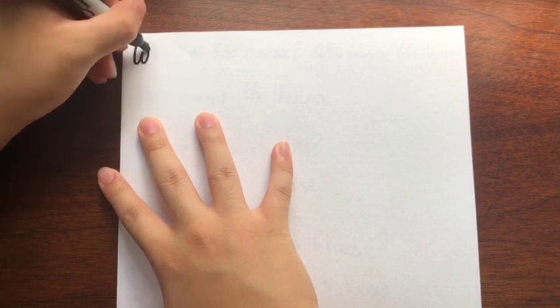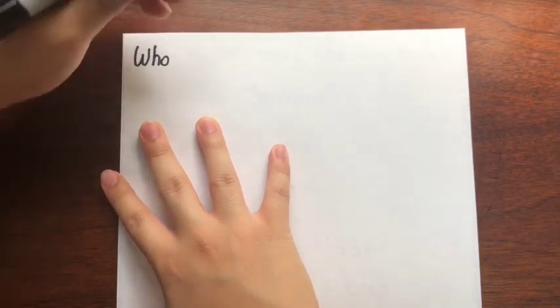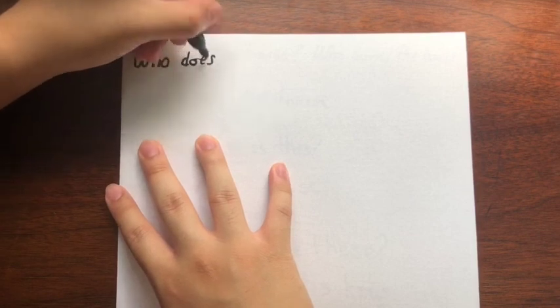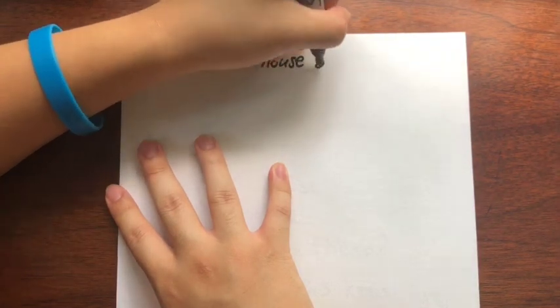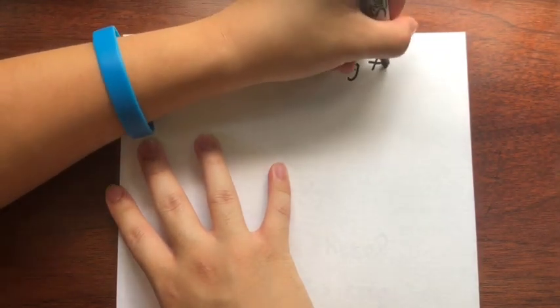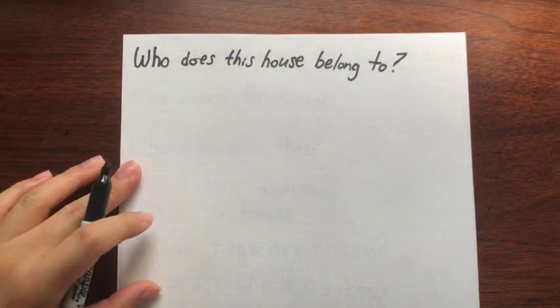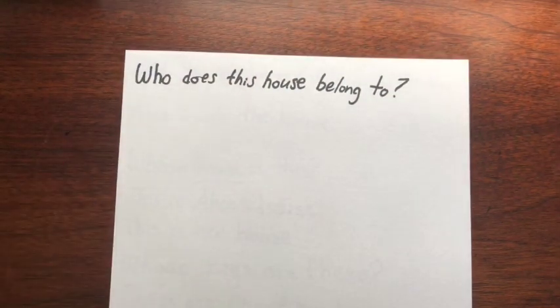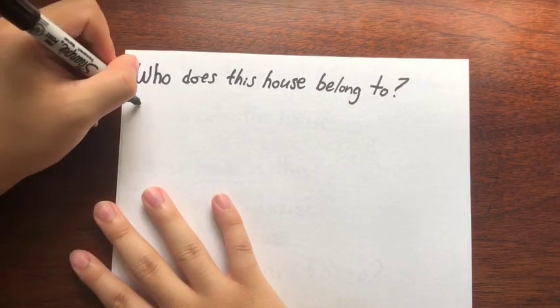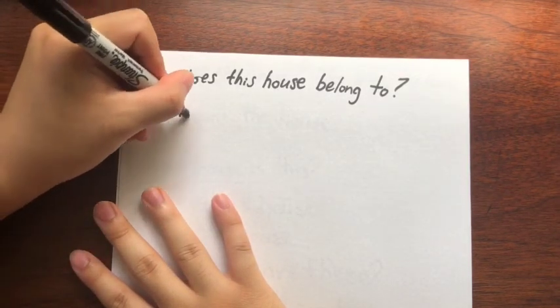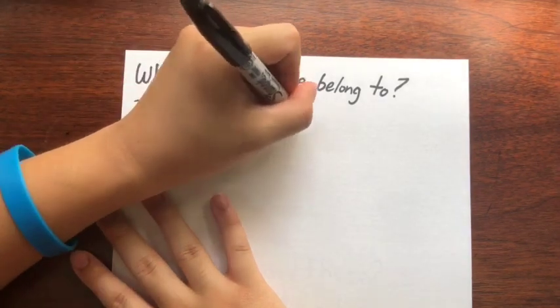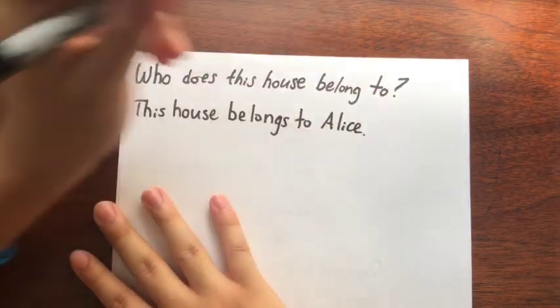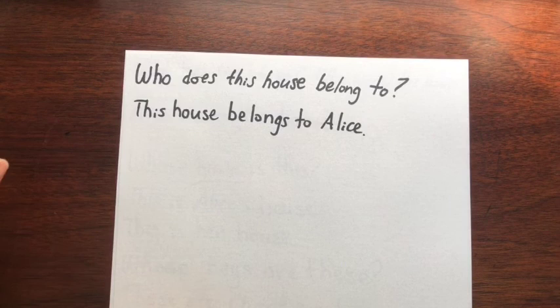Another way we can ask questions is, who does this house belong to? Who does this house belong to? We can say, this house belongs to Alice. This house belongs to Alice.